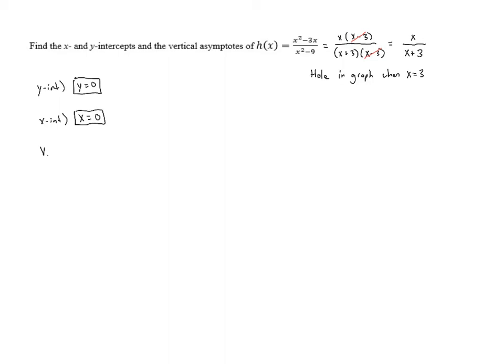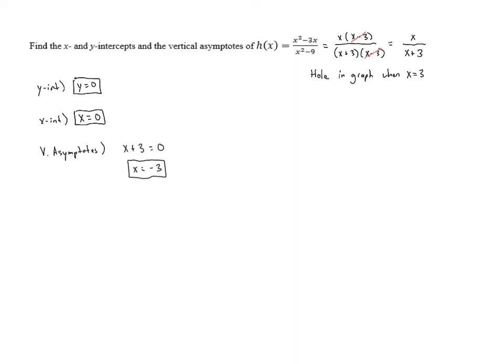Lastly, we want to find the vertical asymptotes, if there are any, and we know that this occurs when the denominator is equal to 0. So in this case, we need to look and see when x plus 3 equals 0. This occurs when x equals negative 3. So our vertical asymptote is going to occur at x equals negative 3.